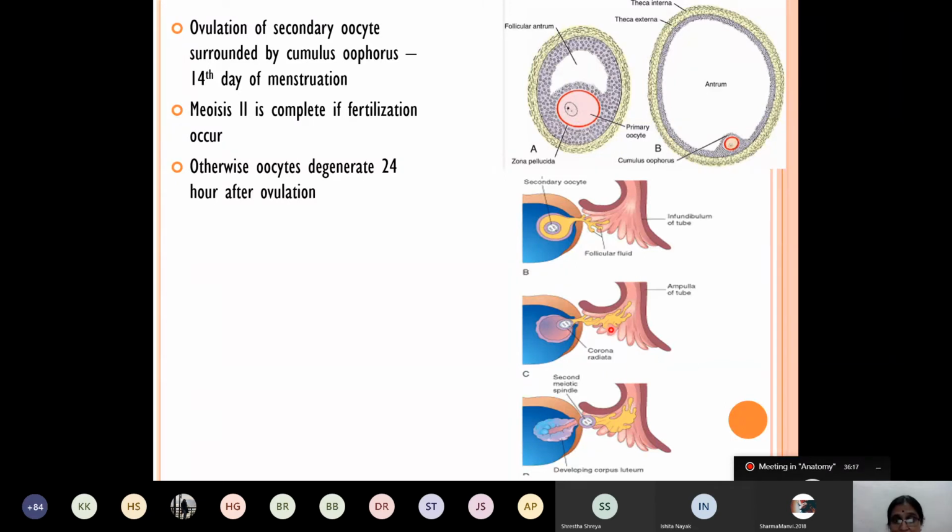Now here is the very important fact. If it gets fertilized, then there will be completion of meiosis second. If it does not get fertilized, then this oocyte degenerates within 24 hours. So this is a very important fact you should remember.